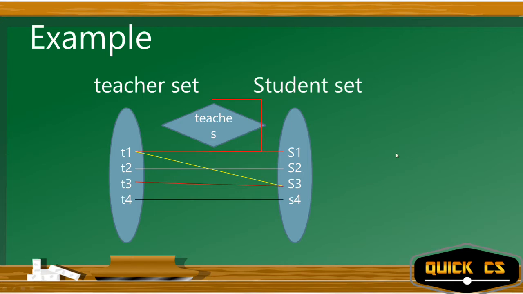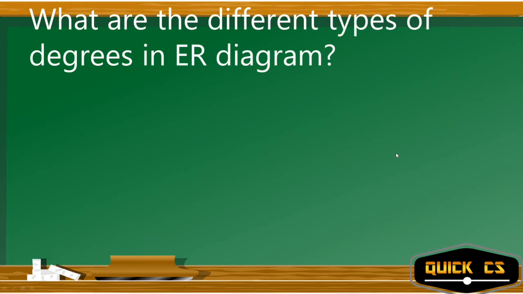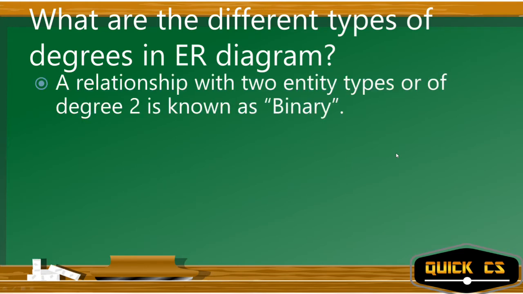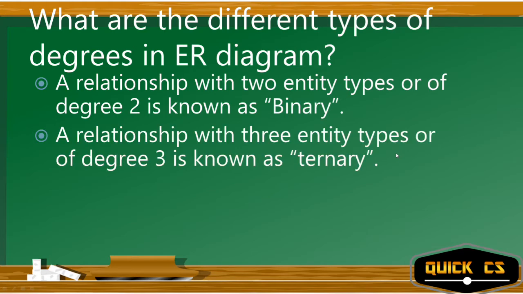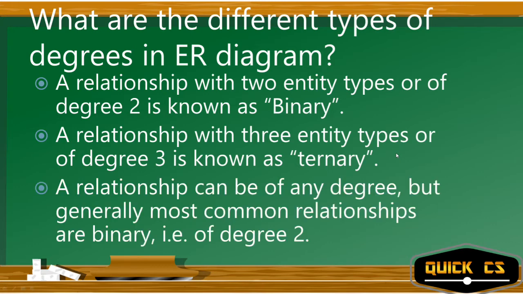Now, let's look at the next point, which is what are the different types of degrees in ER diagram? Well, a relationship with two entity types or of degree 2 is known as binary, like we have seen just now. Okay. And a relationship with 3 entity types or of degree 3 is known as ternary. A relationship can be of any degree, but generally most common relationships are binary, that is of degree 2. So binary degrees or binary relationships are very common.